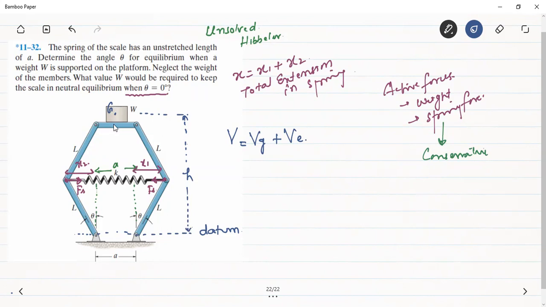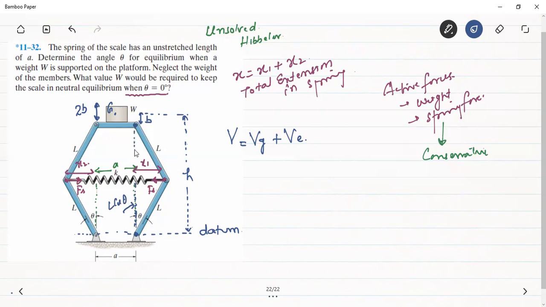Okay, so one can see that the height of the center of gravity will be equal to the summation of the distance from this point to this point plus some distance of this center of gravity from here. If I take the height of this box to be 2b, then the distance of the center of gravity from this horizontal link will be b. And one can see from the right-angled triangle that this height is equal to L cos theta.